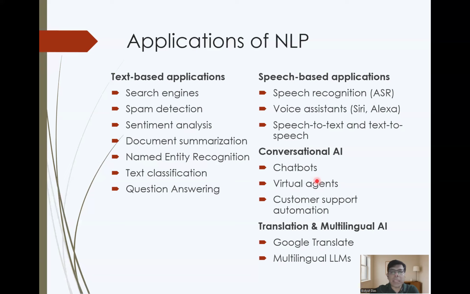So, what are the different applications of NLP? Text-based applications, speech-based applications, conversational AI, and translation and multilingual AI. Under the text-based applications, we find search engine, spam detection, sentiment analysis, document summarization, named entity recognition, text classification, and question answering. In speech processing, there are speech recognition, voice assistants, speech to text, and text to speech conversion. In conversational AI, chatbot, virtual assistant, and customer support automation. Google Translation and multilingual LLMs are all applications of NLP.